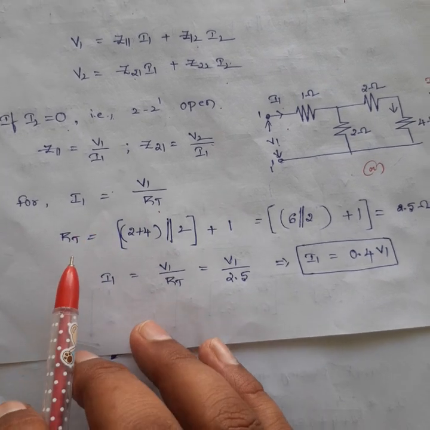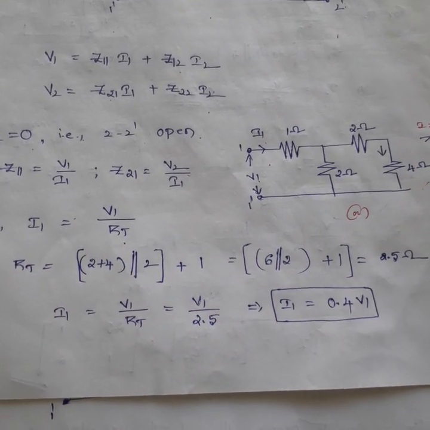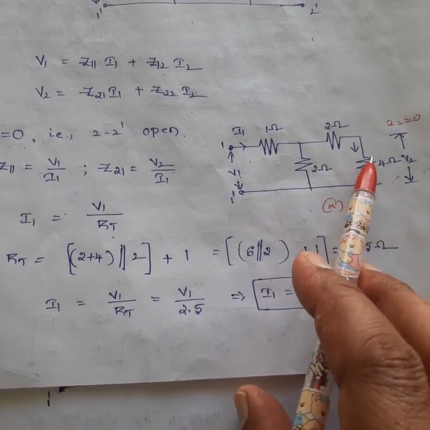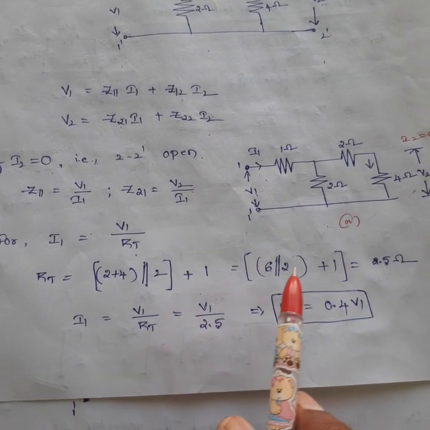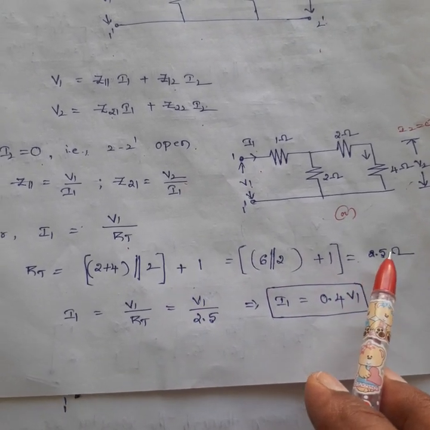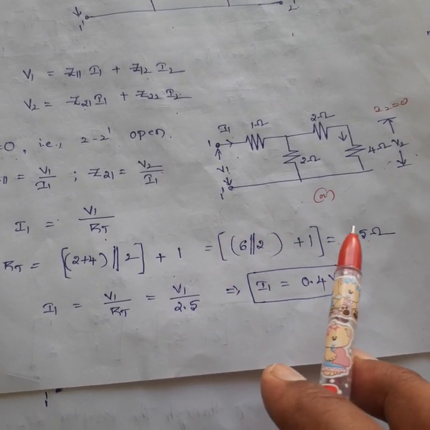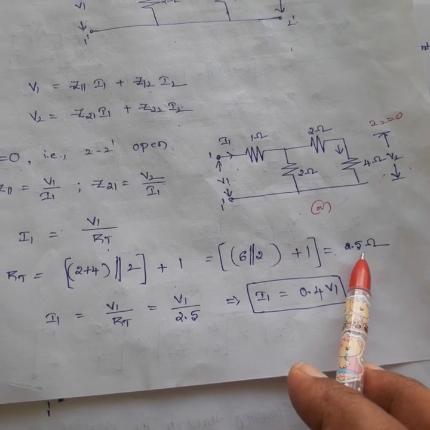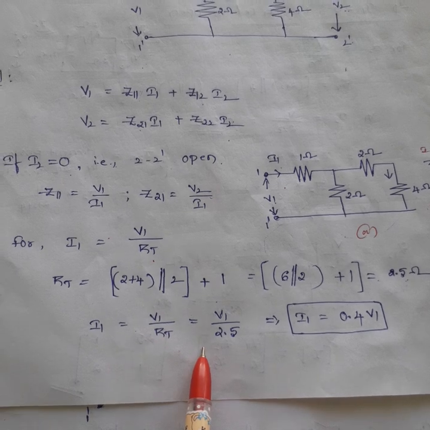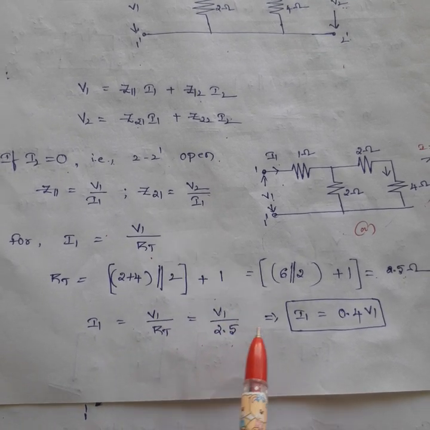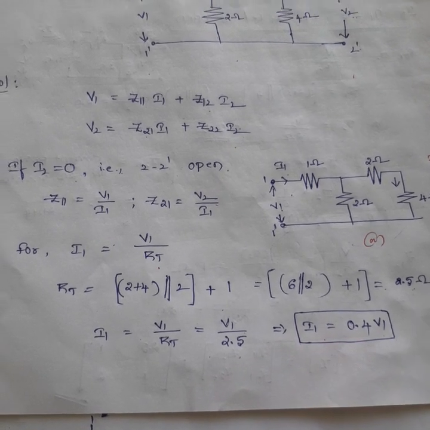So first I can calculate RT, the total resistance, from figure A. Here the 2 and 4 ohm resistors are in series, and in parallel with 2 ohms, and in series with 1 ohm. I calculate 2.5 ohms. That 6 parallel to 2, that is 12 by 8, gives 1.5, so the total is 2.5 ohms. Then the total current I1 equals V1 by RT, V1 by 2.5, that is I1 in terms of V1. I get I1 equals 0.4 V1.